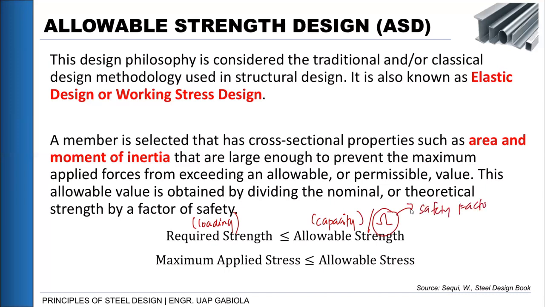So safety factors are greater than 1.0. So when we tend to divide a number by a large number greater than 1, our capacity tends to be smaller. So kung capacity natin ay smaller, mas makakapili tayo ng section na mas angkop lang dun sa required loading natin. Okay, so that is what allowable stress design means.